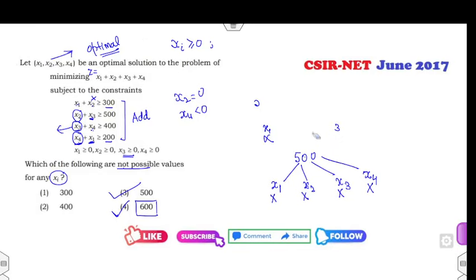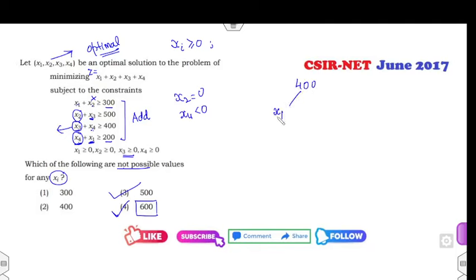Now, look at the same approach for the 400. Is it possible that x1 will be 400? If x1 will be 400, then x2 will be negative. So that is not possible. If x2 will be my 400, then x3 will be possible. Fine. If x3 will be my 400, then x4 will be possible. And if x4 will be my 400, then x1 is not possible. So it means which is not for any xi.